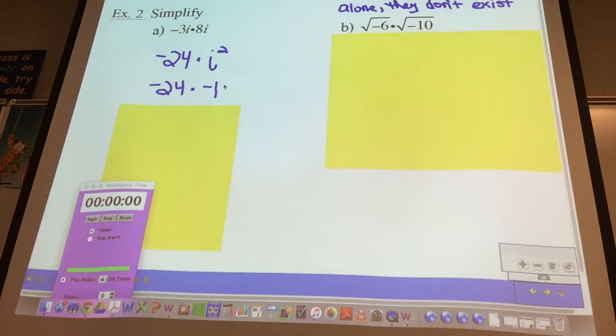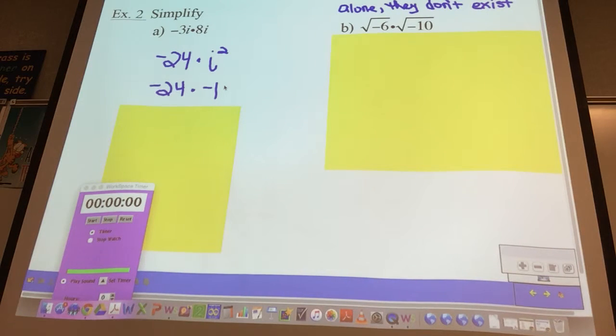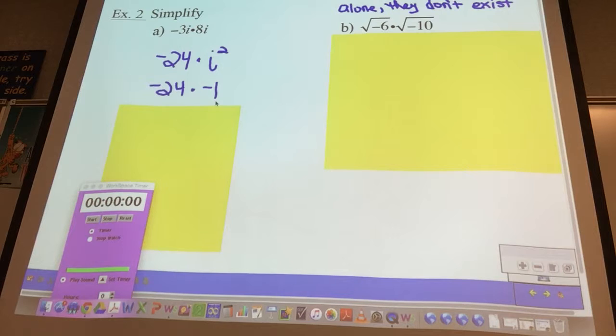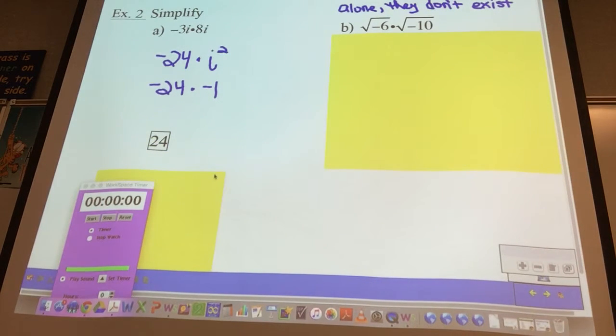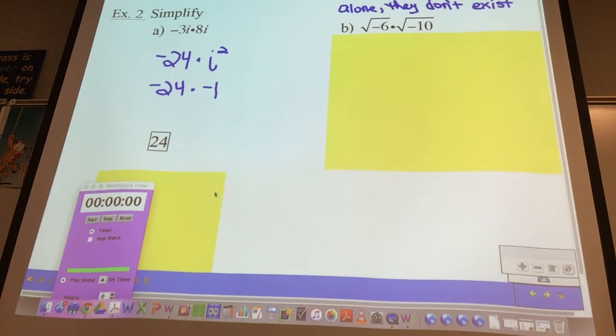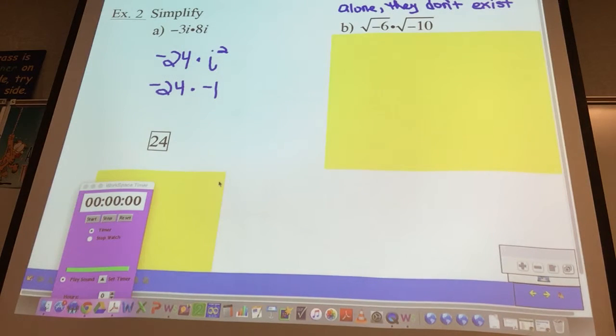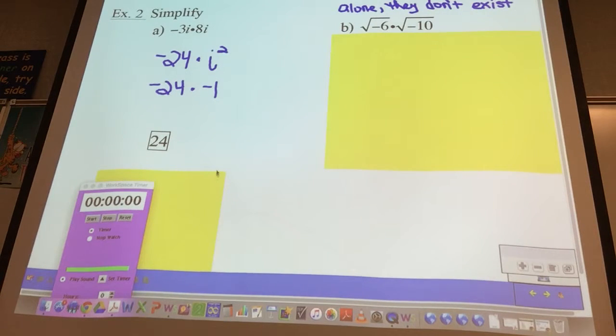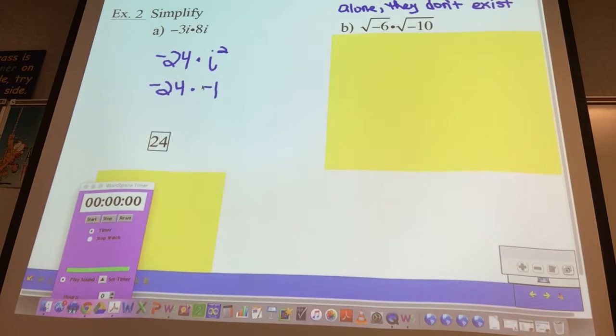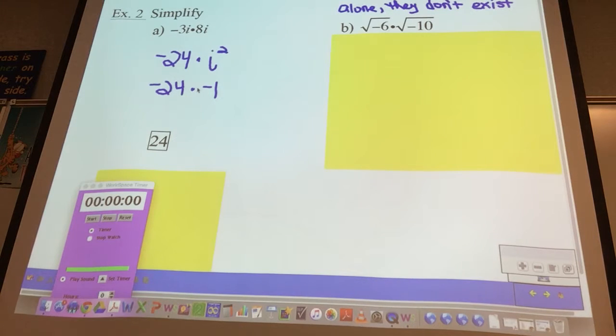So we get 24. No, the i actually went away. Oh, so it's just 24. Yep, i squared went away and became negative 1. So it just equals 24. That's right. So weird. That's just how math works. Getting numbers out of letters. Exactly. Questions on that? This is just something that you're going to have to start recognizing.